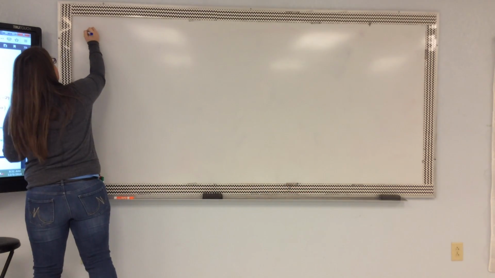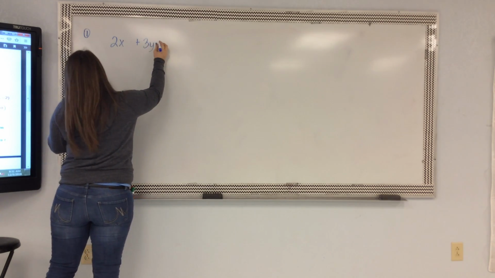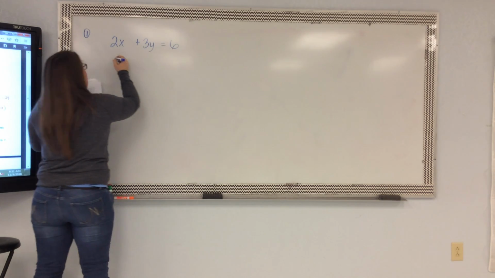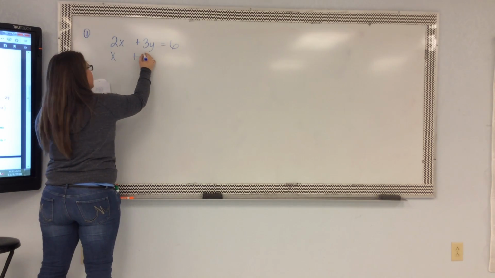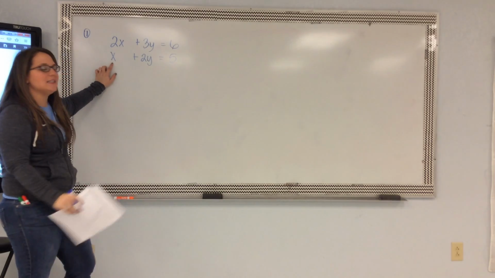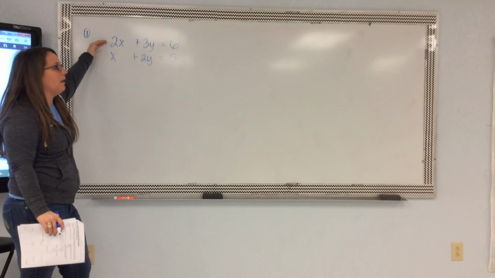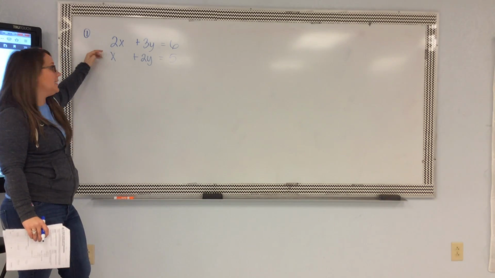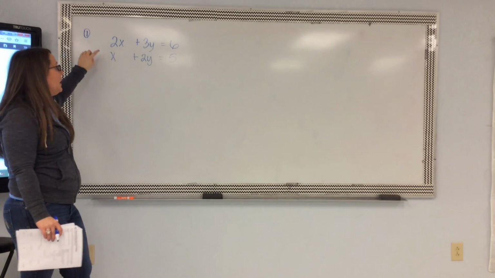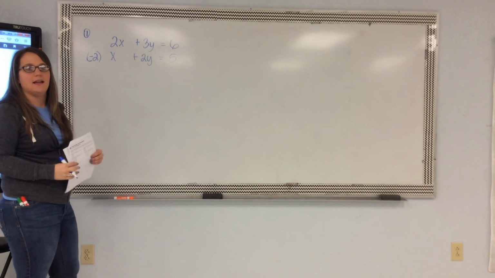So number 1 says 2x plus 3y equals 6, and x plus 2y equals 5. Well, since this x is by itself, I could easily turn it into a negative 2x to cancel out here to get rid of it. I need it to be negative because this one's positive. I need a 2 in front of here. So I just say, hey, I need a negative 2 to cancel those x's out.